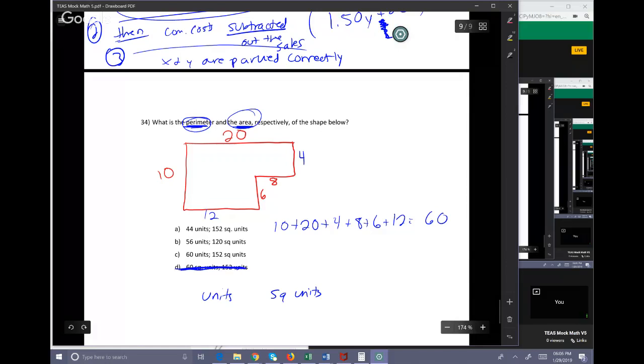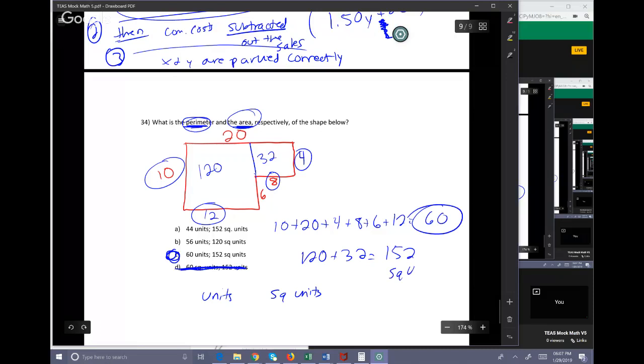That leaves us with A, B, and C. 60 is the perimeter that I get when I add them all up, so that should tell you that it's going to be C. However, I strongly recommend always doing both calculations in case you made a mistake in one of them. Here you would have 10 and 12, and that would be 120. Here you would have 8 and 4, which would be 32. And so if we add together 120 and 32, we're going to get 152 square units. And that is C.